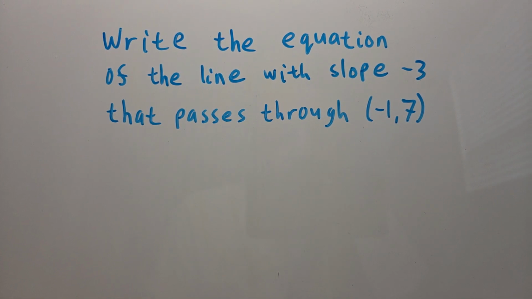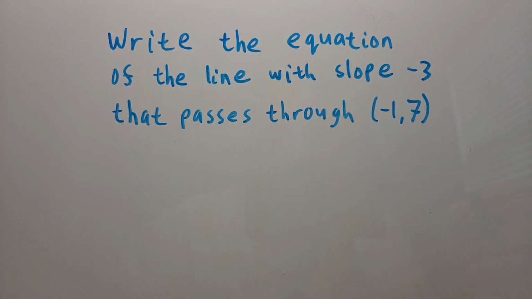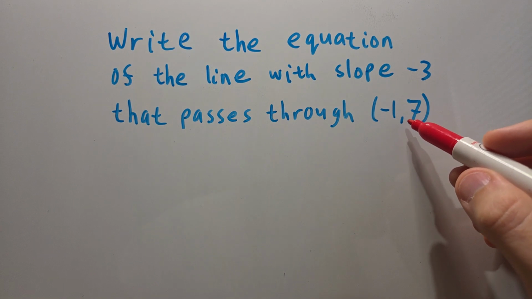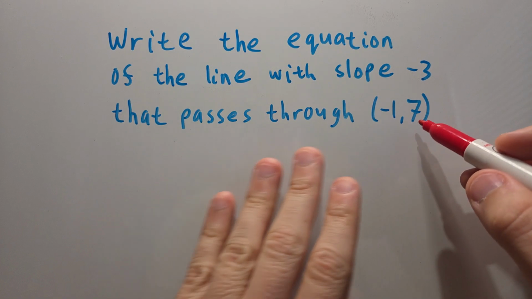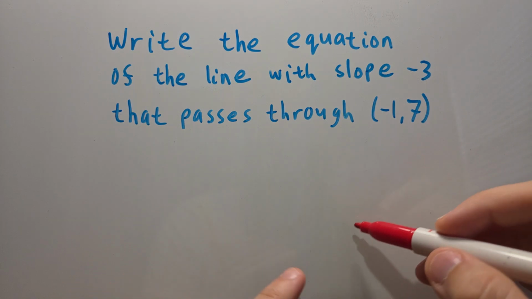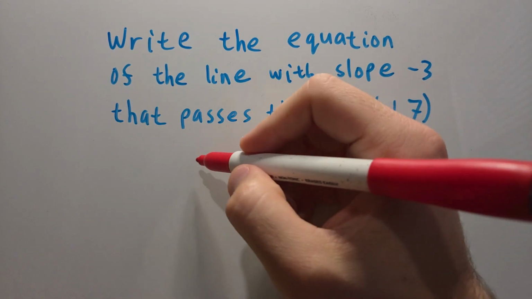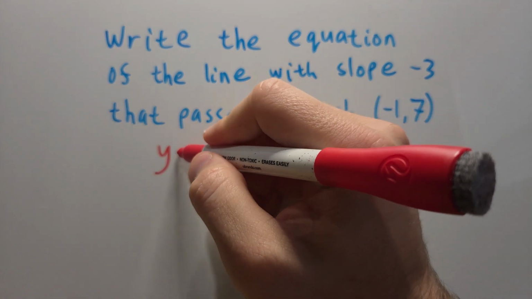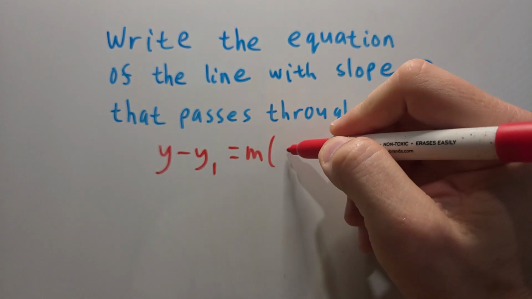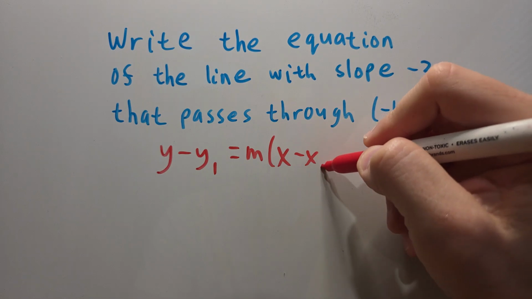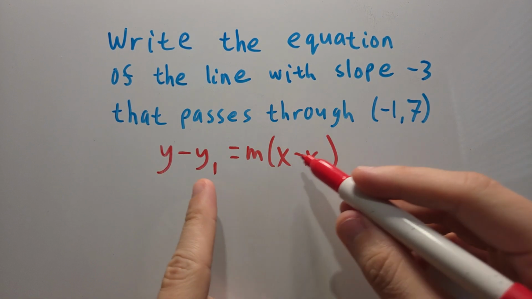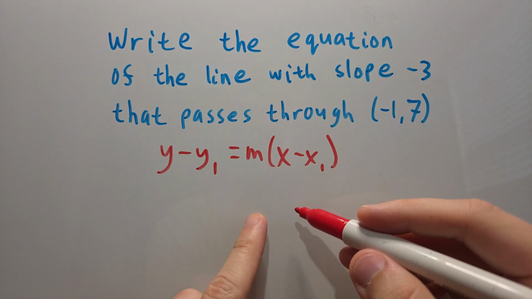Here it says to write the equation of the line with the slope of -3 that passes through the point -1, 7. So all we're doing is plugging these values into the point-slope form to get the equation of our line. So remember, this is point-slope form. Point-slope form isn't very common, but when it does pop up, it's nice to know because we can set it up and then find the equation of our line.